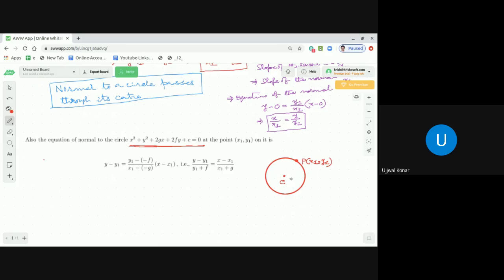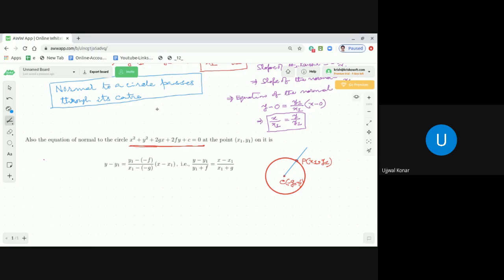And obviously, as the equation of the circle is x square plus y square plus 2gx plus 2fy plus c equal to 0, what are the coordinates of its center, dear students? It is minus g comma minus f, correct? So now what is the normal? Let me draw the normal in a different color, in blue. That is the equation of the normal, correct?